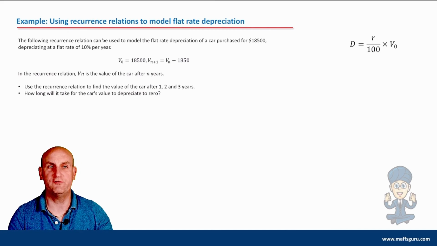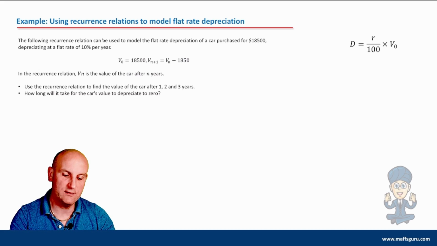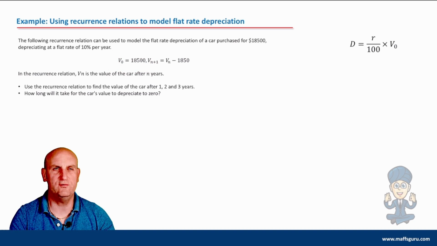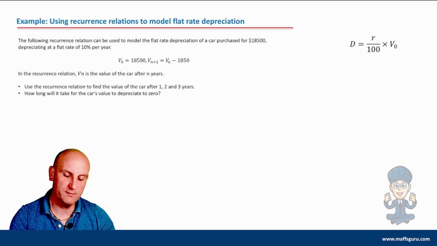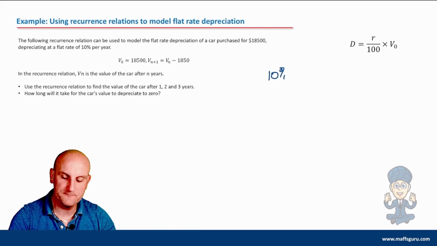The following recurrence relation can be used to model the flat rate depreciation of a car purchased for $18,500. There we go, so there's my V0, 18,500. Depreciating at a flat rate of 10% per year. But hold on a moment, once again, where did I get this 1850? Well, again, they've done the hard work for me. They've worked out 10% of 18,500. So 10% of 18,500 would be, if I did that in my calculator, 1,850.